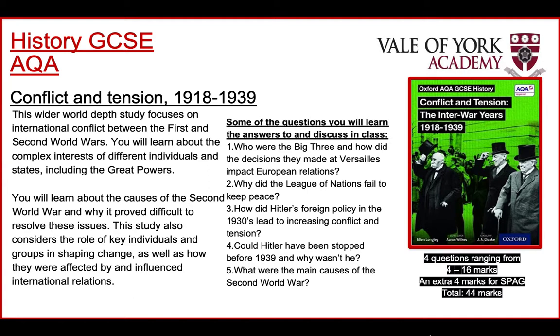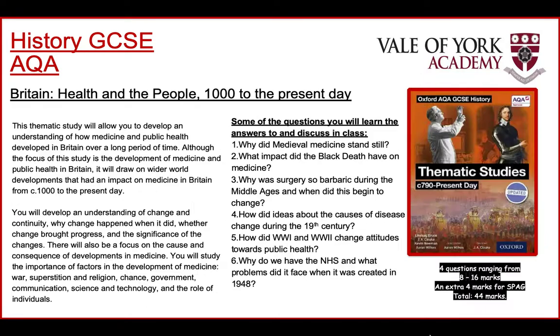Section B of paper 1 focuses on international conflict between the First and the Second World Wars from 1918 to 1939, and this is our wider world depth study. So within this topic we will look at areas like peacemaking after World War I, the role of the Big Three in the terms of the Treaty of Versailles. We'll look at the League of Nations and the road to World War II, where we'll look at the actions of Germany and other European countries in bringing about an environment of conflict and tension which led to the outbreak of the Second World War.